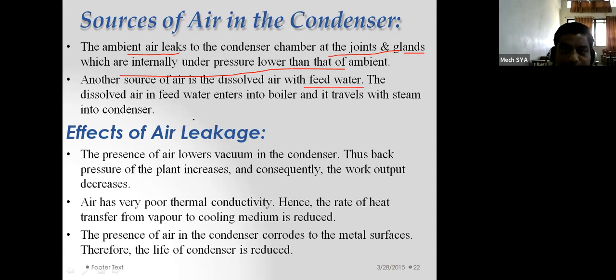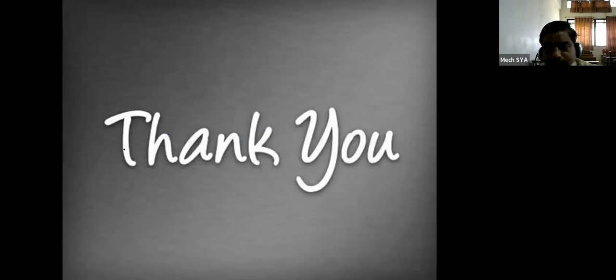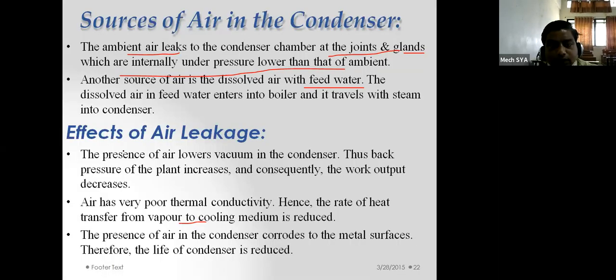Then, with the steam, the effect of air is that it increases the pressure and destroys the vacuum. Air has poor thermal conductivity, hence the rate of heat transfer from vapor to cooling medium is reduced, and the presence of air in the condenser corrodes the metal. So corrosion will occur. These are the effects of air leakage. I think we have discussed this.